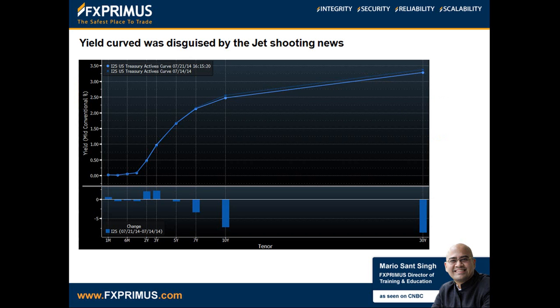Also, you don't have to look too much at the US yield curve, because the curve was disguised by the jet shooting news. If you look at the long end, 7 years, 10 years, you can see the curve is more flattening compared with last week. This doesn't mean you have a dovish Federal Reserve. It's all because the geopolitical risk pushed people to go for safe haven assets like US 10-year treasuries. That's why the yield curve was lower.